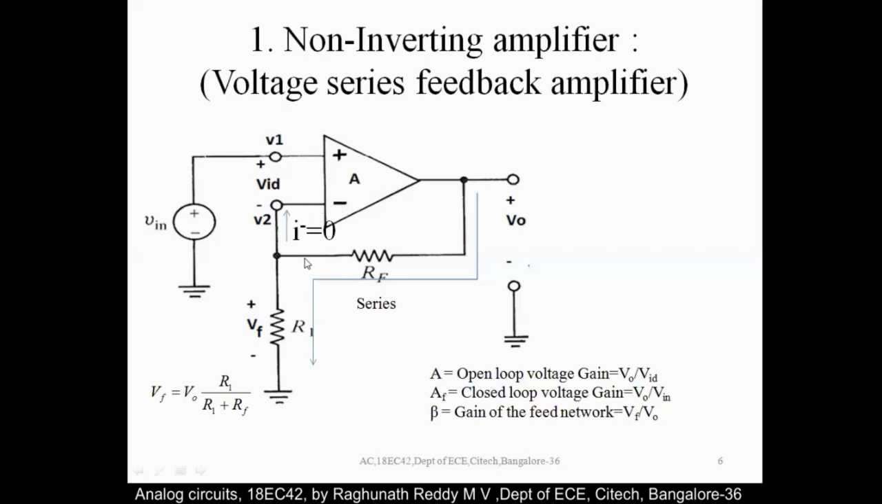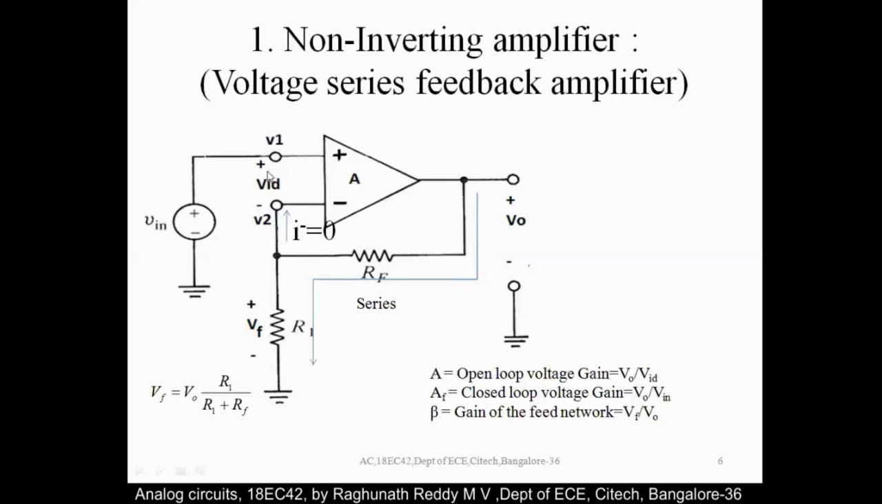So we are providing negative feedback. If we provide negative feedback, that circuit is called an amplifier. Hence, it is called a non-inverting amplifier. Next, voltage series. Voltage means the output voltage is sampled or taken and connected to the input terminal through a series connection. Hence, it is called a voltage series feedback amplifier.